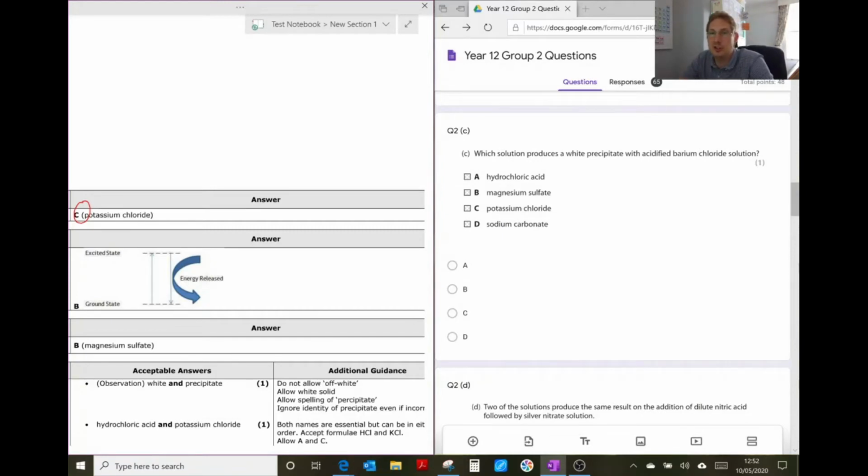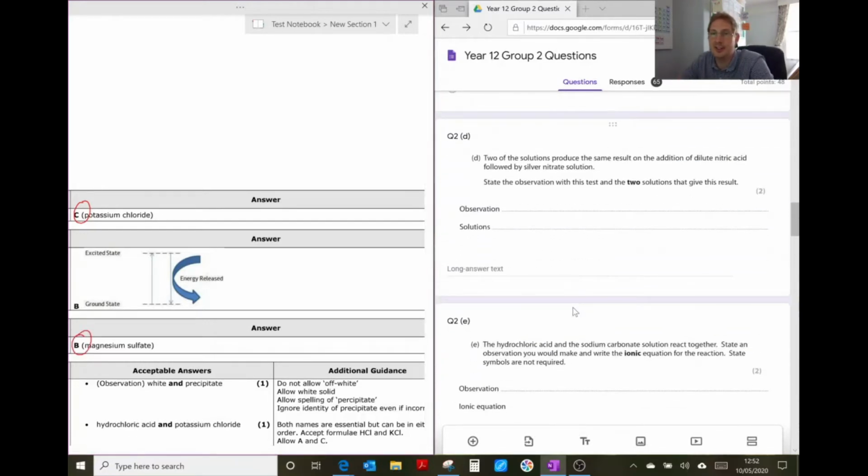Which solution produces a white precipitate with acidified barium chloride solution? This is again GCSE. Barium chloride identifies sulfate ions, and so therefore B, magnesium sulfate, is the answer to that question.